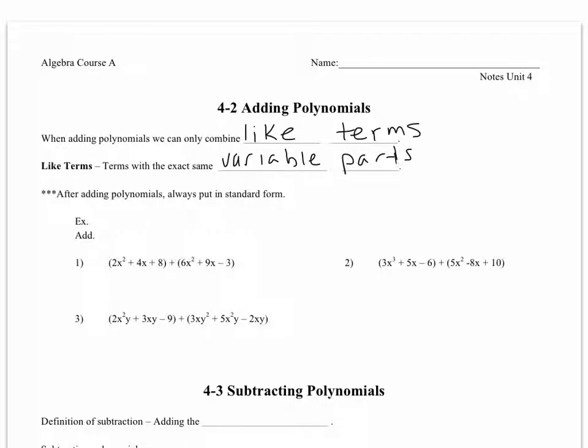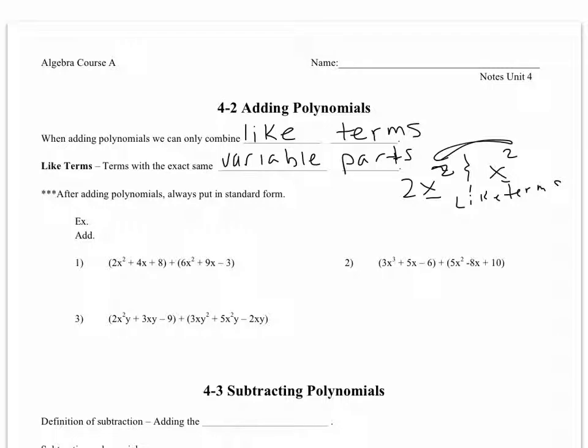For example, 2x squared and x squared are like terms. They're like terms because they both have an x and they both have the same exponent. So for example, when we add, we're going to find our like terms.